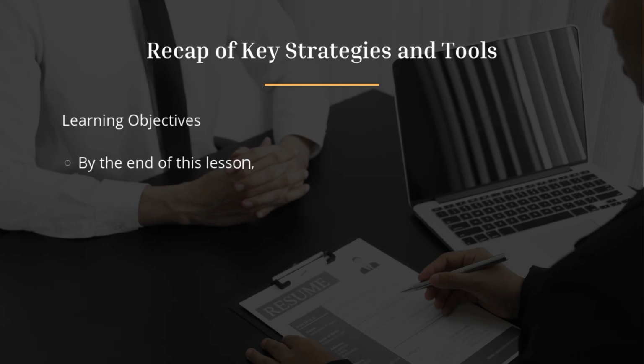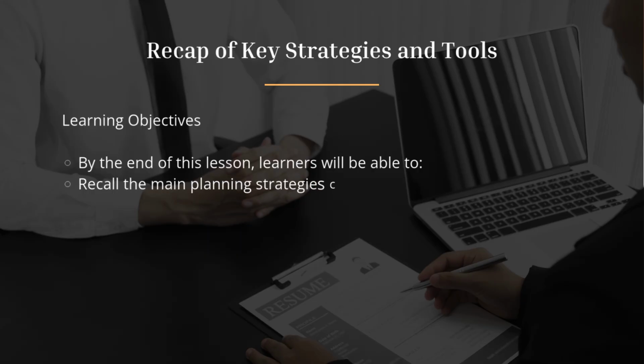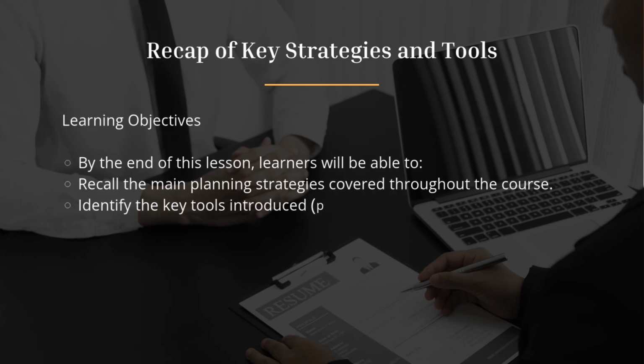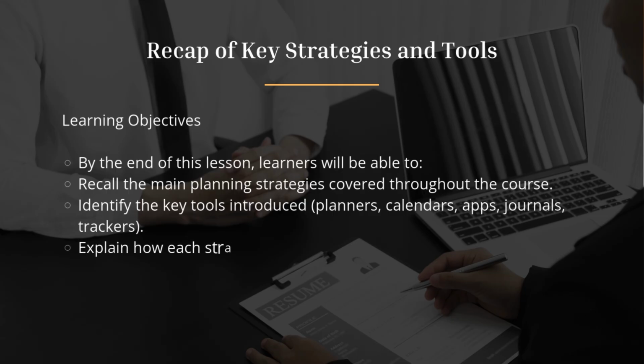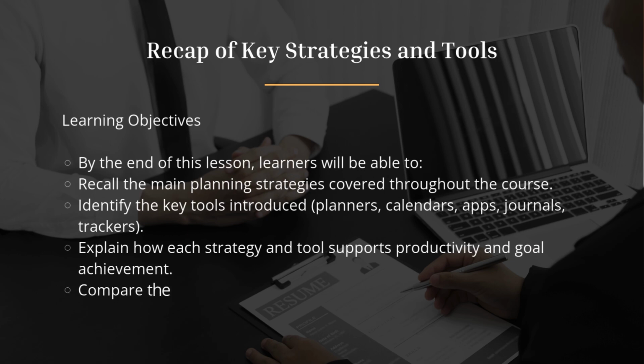Learning objectives. By the end of this lesson, learners will be able to recall the main planning strategies covered throughout the course. Identify the key tools introduced: planners, calendars, apps, journals, trackers. Explain how each strategy and tool supports productivity and goal achievement. Compare the advantages and best uses of different planning tools and strategies.